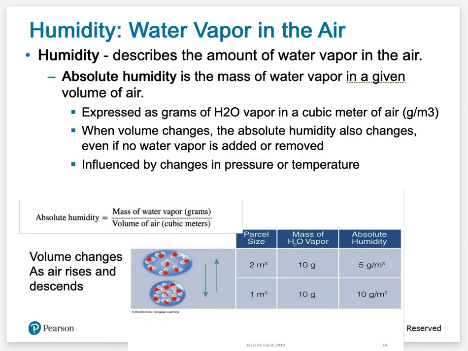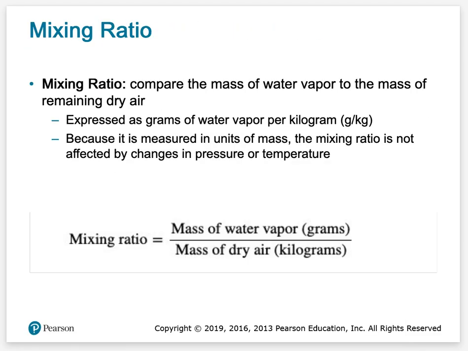So it is difficult to monitor the water vapor content of a moving mass of air when using the absolute humidity index. Therefore, meteorologists generally prefer to use mixing ratio to express the water vapor content of air. The mixing ratio compares the mass of water vapor to the mass of remaining dry air, and this is expressed as grams of water vapor per kilogram. Because it is measured in units of mass, the mixing ratio is not affected by changes in pressure or temperature.